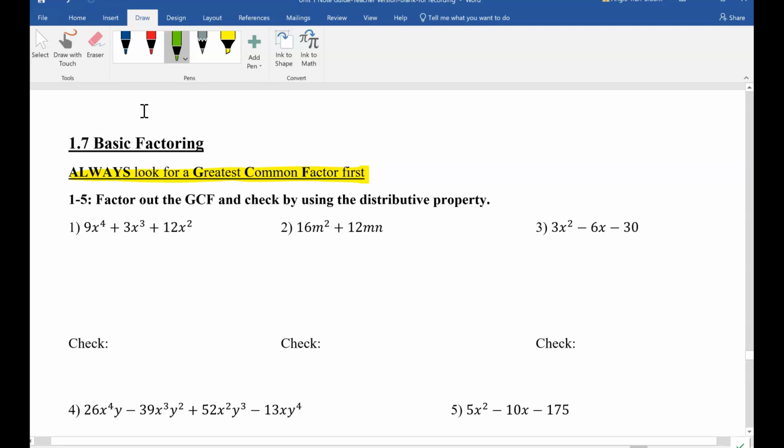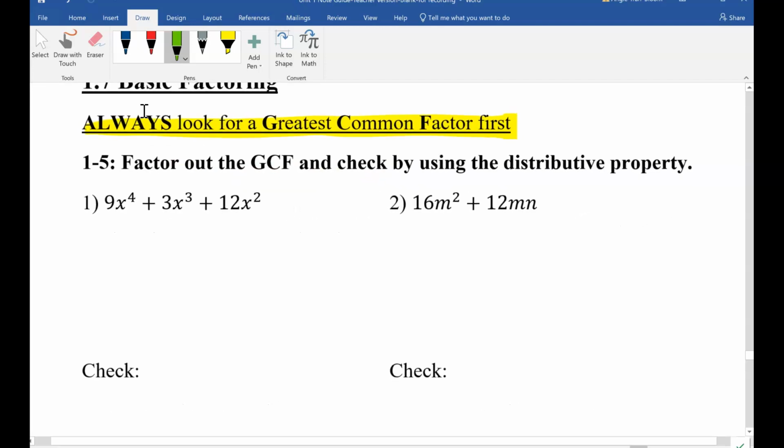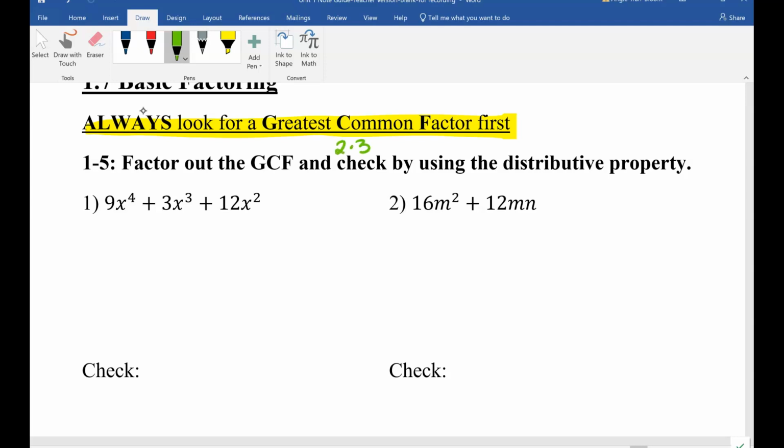9x to the fourth plus 3x to the third plus 12x squared. We want to know what is the greatest common factor. The word factor itself means numbers that when you multiply, 2 times 3 equals 6, meaning that 2 and 3 are factors of 6. Like number 10, we can have factors of 2 times 5 or 1 times 10. So is number 6, you can always have 1 times 6. So that's what it means to say factors.